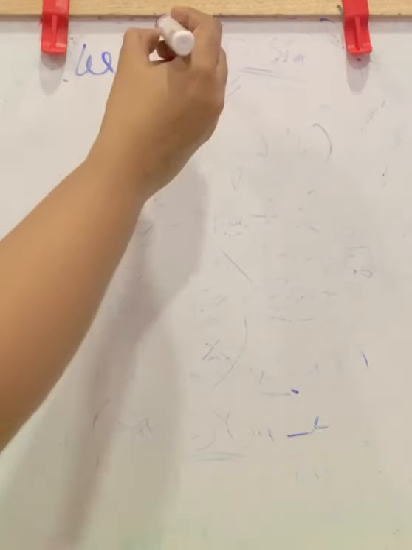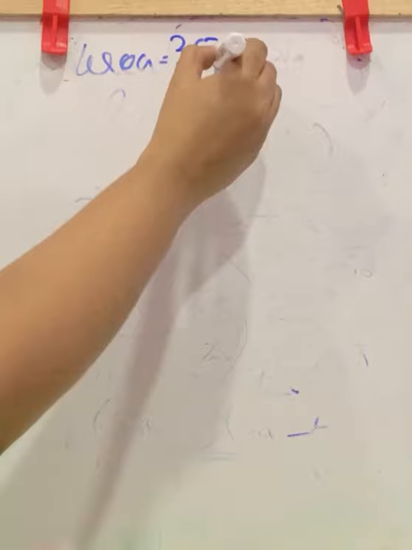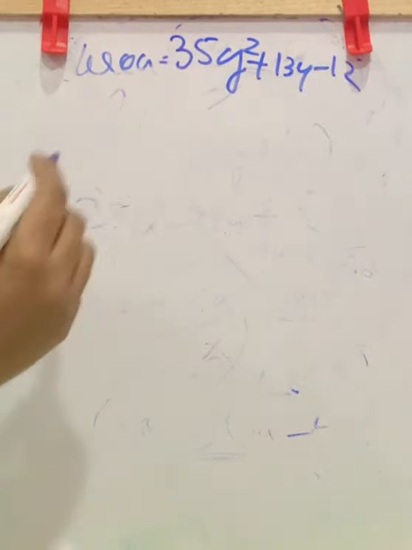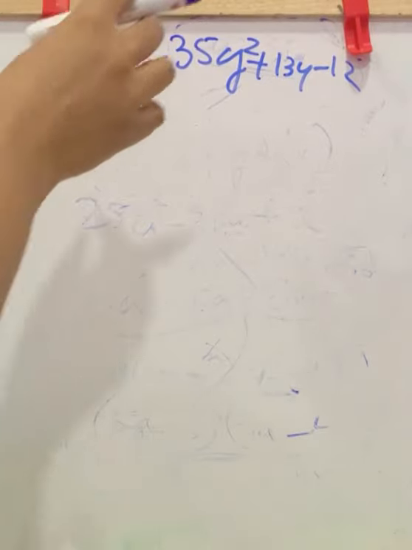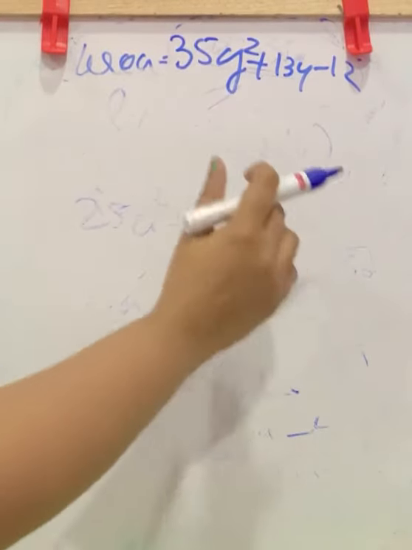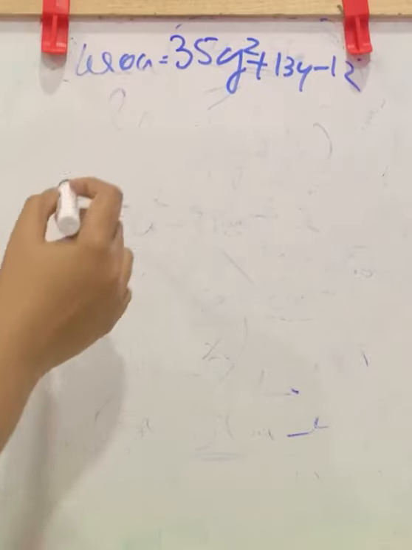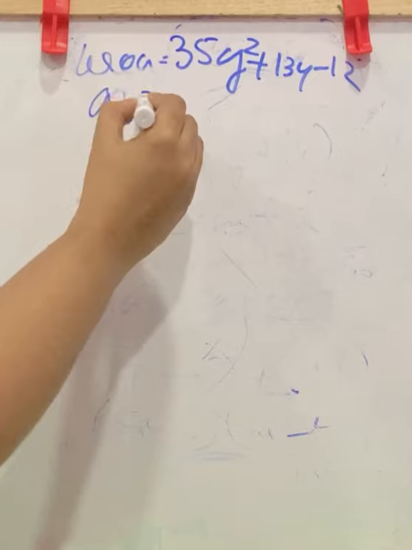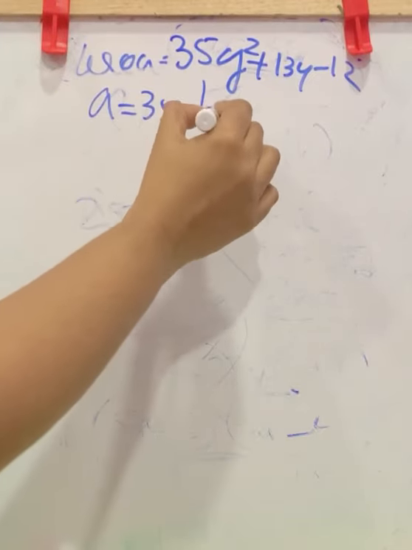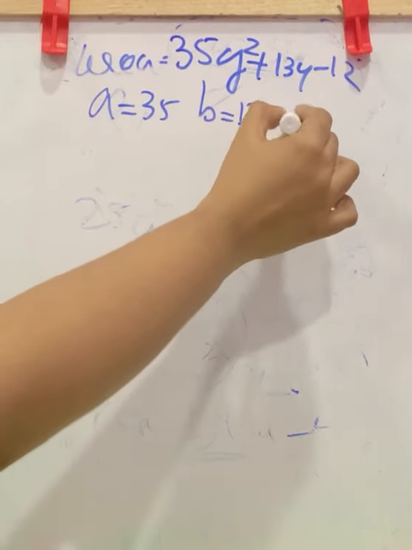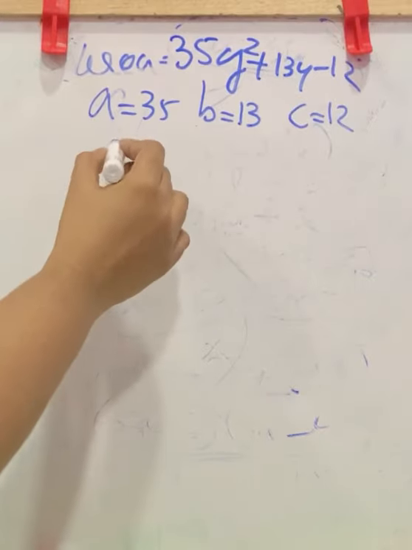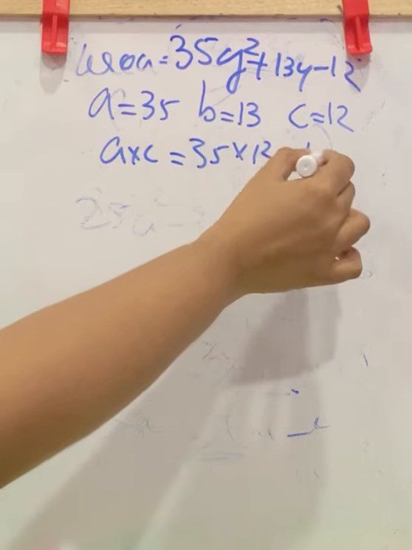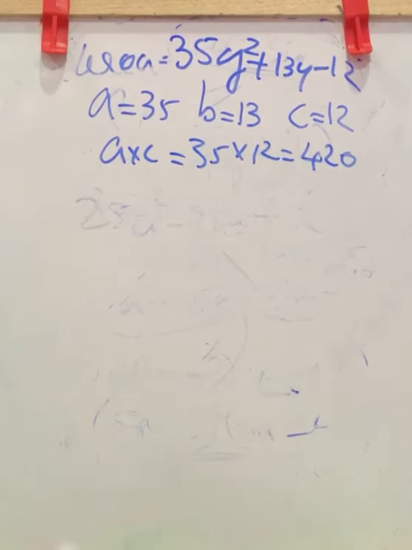Next, again area is given: 35y square plus 13y minus 12. Here also we want to use middle term splitting and find two factors, that is length into breadth is area. So to get length and breadth, first you check what is a here, 35, b is plus 13, c is 12. Now a into c, you will get 35 into 12. The result is 420.